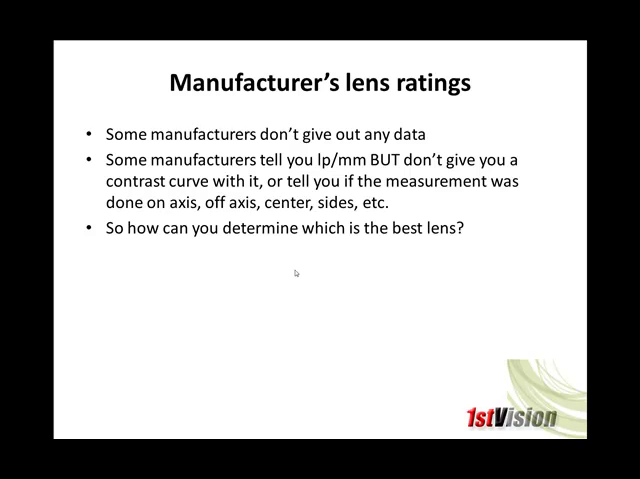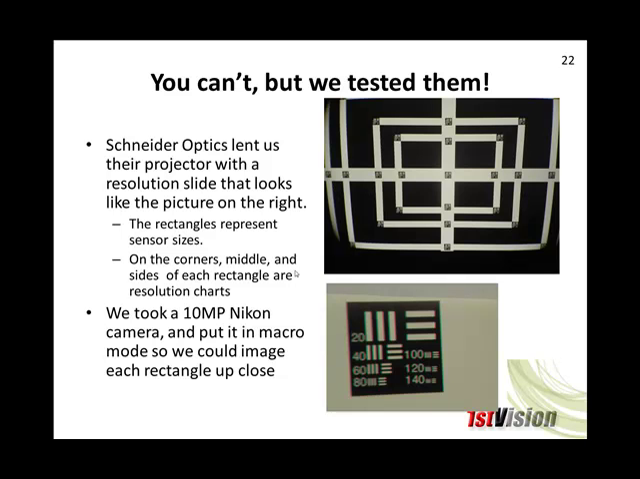Now, manufacturers don't give out data for all the manufacturers. Some manufacturers will tell you line pair per millimeter, but don't give you a contrast curve with it. Or they won't tell you if the measurement was done on axis or off axis. Very few manufacturers give full data. Schneider Optics is one of the few. So how could you determine which is the best lens? You probably can't, but we tested them. You can test them yourselves as well if you can get the proper equipment.